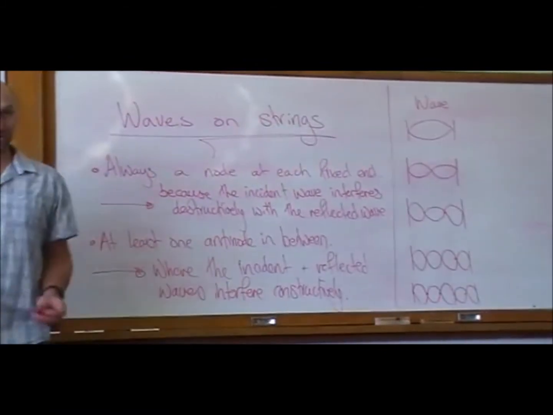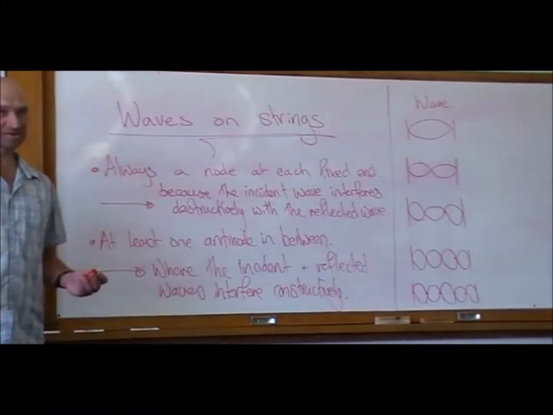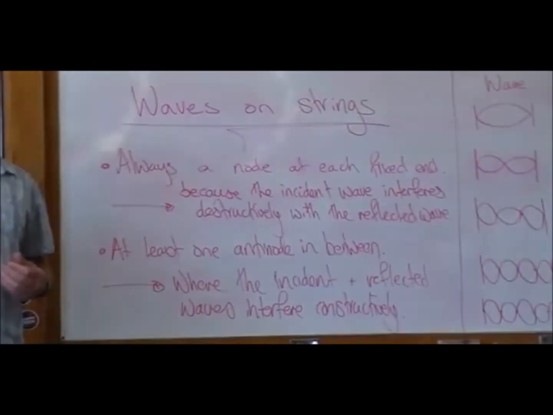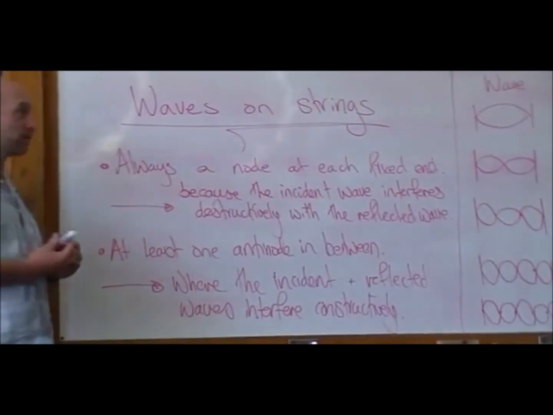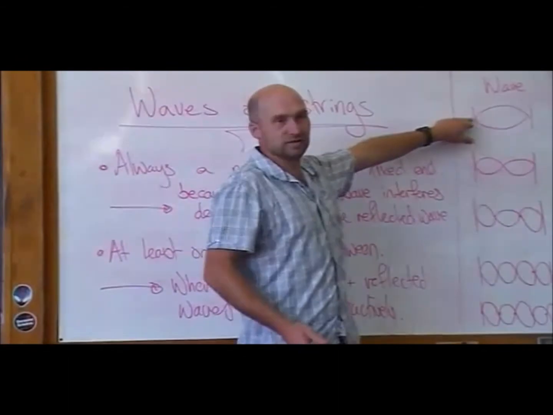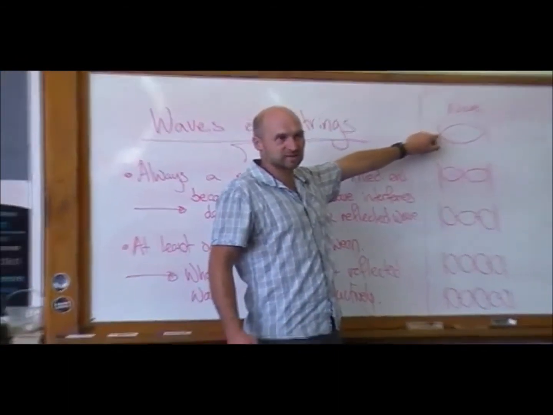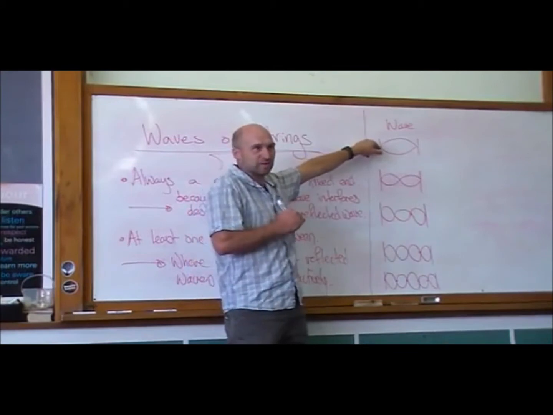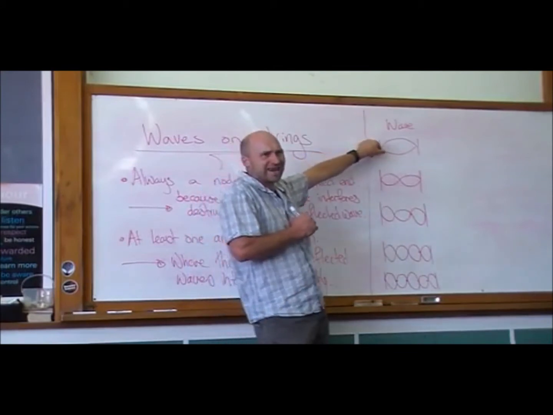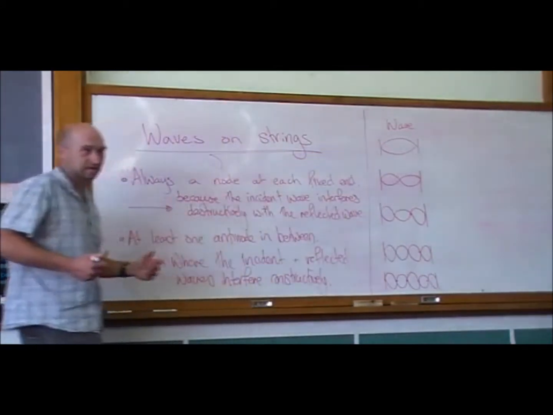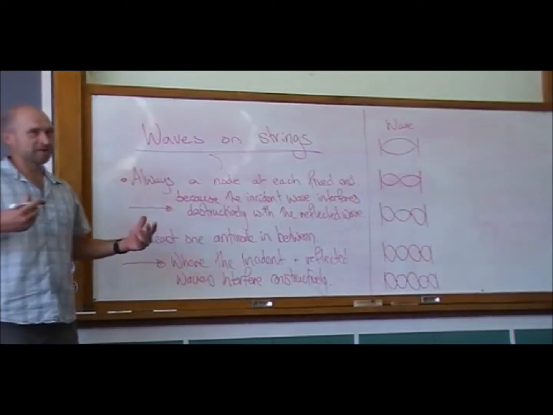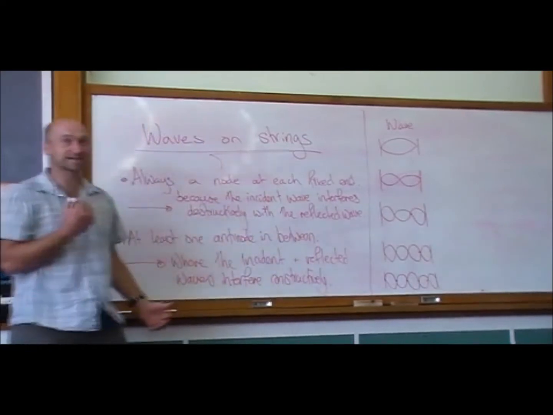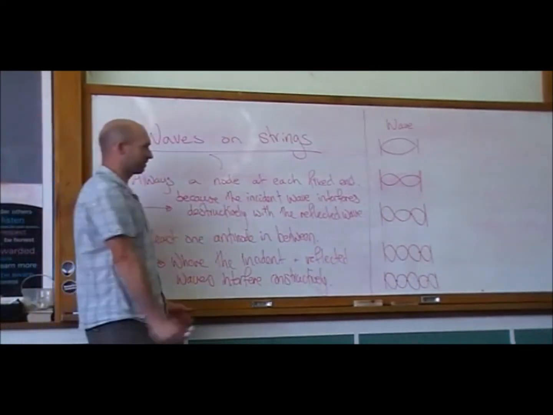So what's a node? What's an antinode? A node means nothing. Node's kind of an alternate word for zero. So a node is where the wave hasn't displaced the medium from its equilibrium position at all. It's just at the equilibrium position. An antinode, like an anti-nothing, is a something. It's where the wave is displaced by the maximum amount from that equilibrium position.